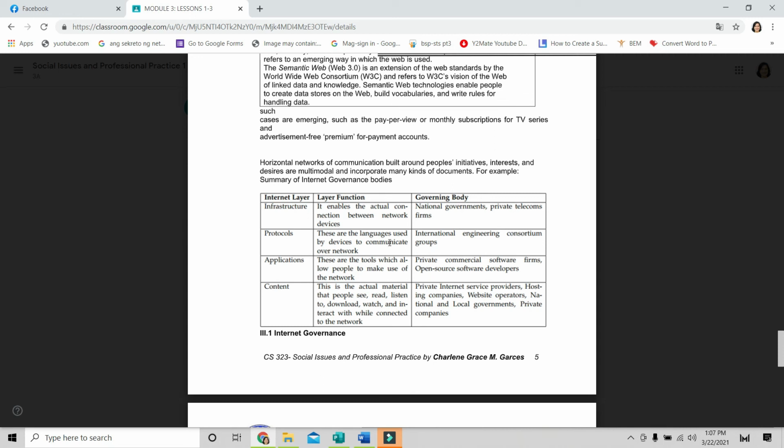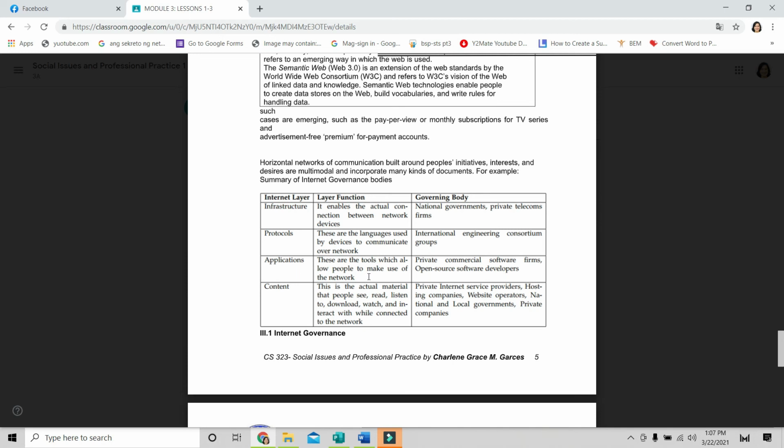Protocols, these are the languages used by devices to communicate over a network. So this is most likely the procedure or the protocol in order for you to create a connection. The responsible persons are the international engineering consortium groups. So protocol, these are most likely the requirements, let's say the permits and so many other things in order for you to legalize your application. And then application is the tools which allow people to make use of the network: private commercial software firms, open source software developers.